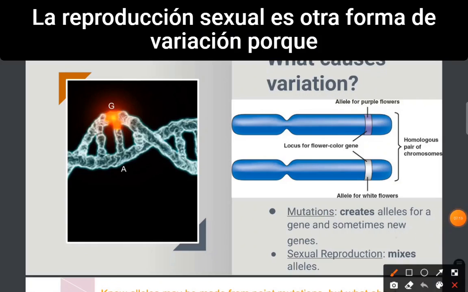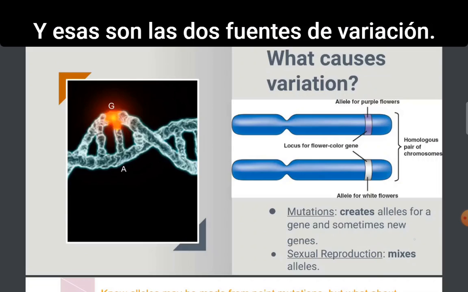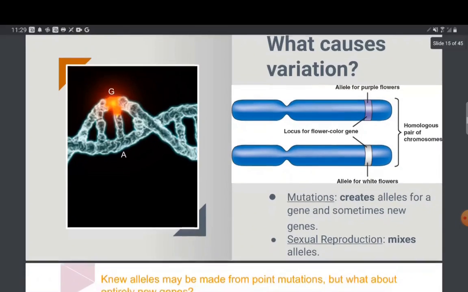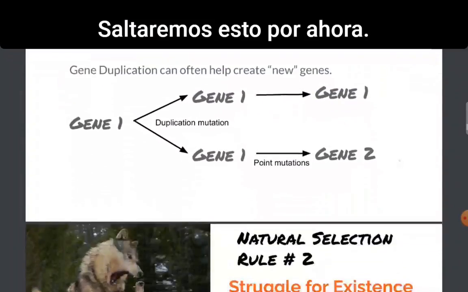Sexual reproduction is another form of variation because it mixes alleles between two individuals. And so those are the two sources of variation. We will skip this for now.